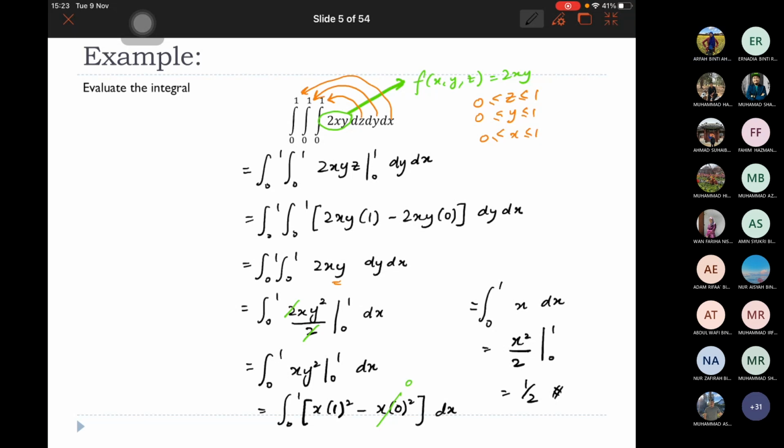Dapat? Okay, dapat. So those who have finished, try the example that I have included in the slide. Try the next example. Okay, yang dah sudah cuba next exercise ke example. Ada 3 soalan.